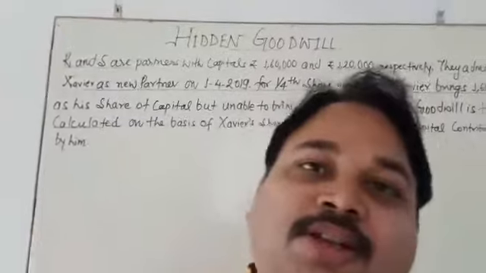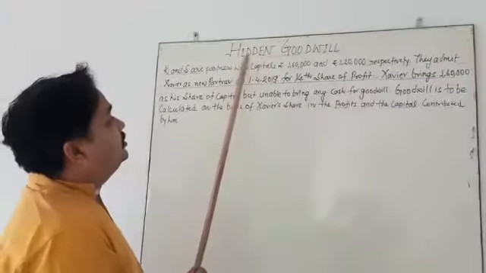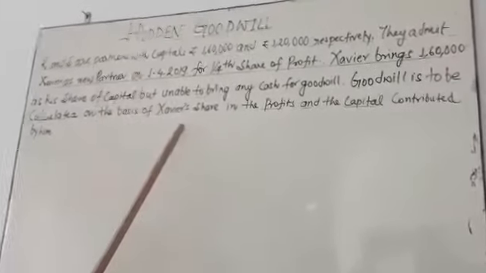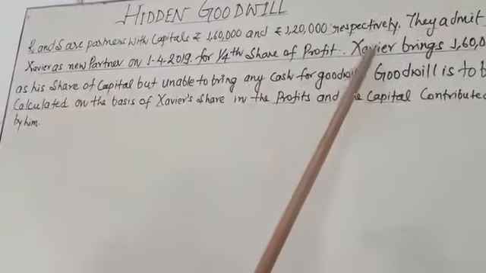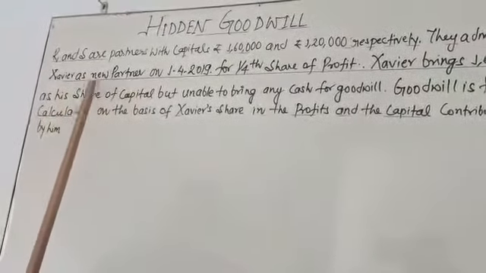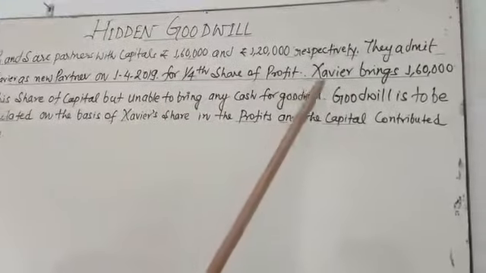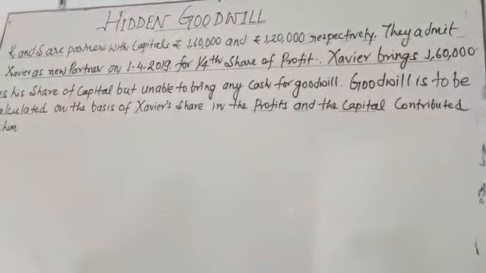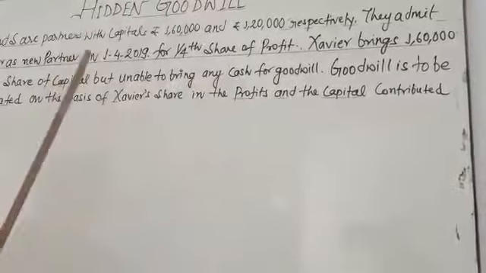Today we are going to study a new case called hidden goodwill. Hidden means that it is not stated openly. In this situation, you observe that a new partner, Javier, has a 1/4 share of profit. Javier brings 1,60,000 as his share of capital, but is unable to bring goodwill in cash.